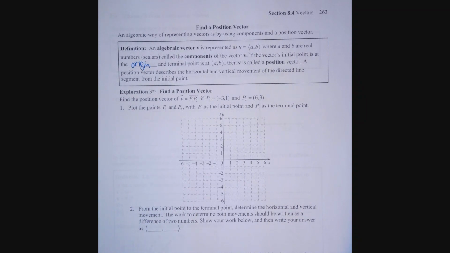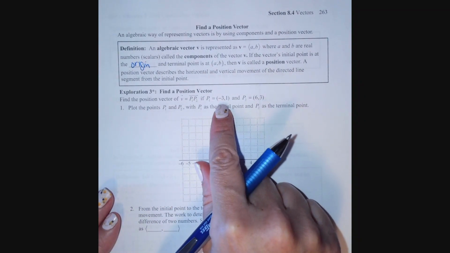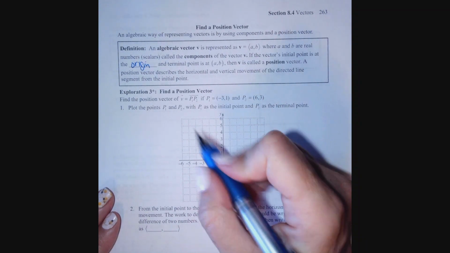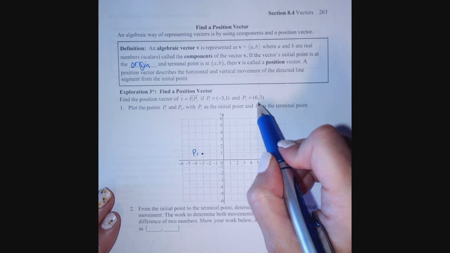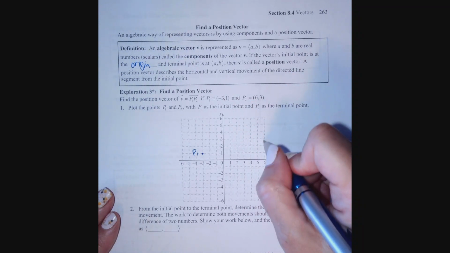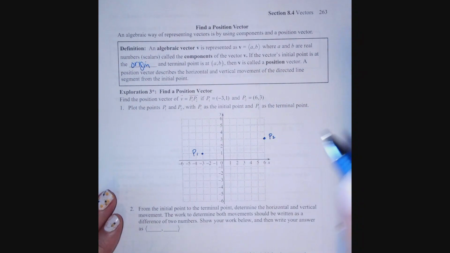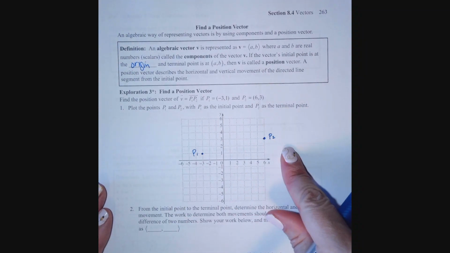Find the position vector v if the first point is at (-3, 1). So my starting place is at (-3, 1), P1, and my ending place is at (6, 3), that's P2. Plot the points, so we did that. Initial point, terminal point, that's number 1, got ahead of myself.